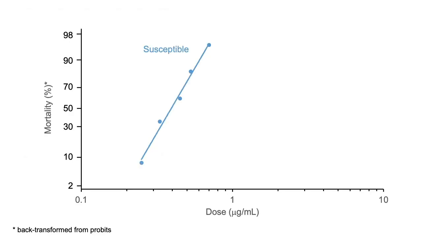The dose response of a population of mosquitoes that is susceptible to the control agent across a range of doses might look like this. Mortality increases with an increasing dose of the control agent. As the population becomes increasingly resistant to the control agent, the dose response curve will shift to the right. The population depicted in the line on the right is comparatively less susceptible to the control agent than is the population whose dose response curve is depicted by the line on the left.